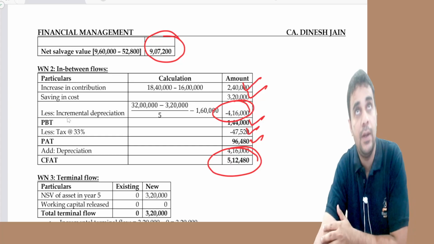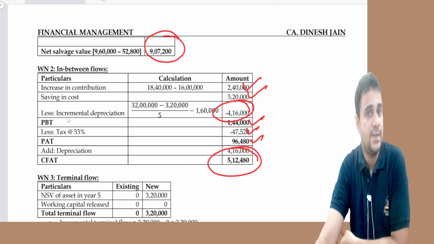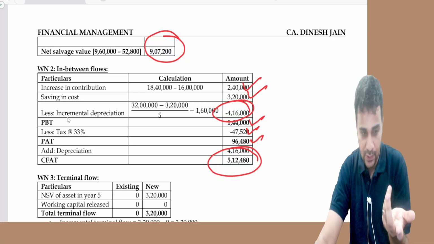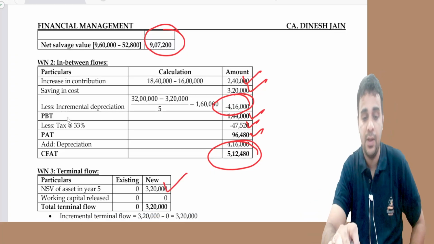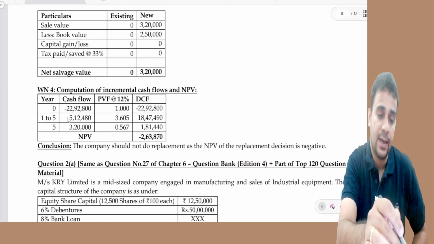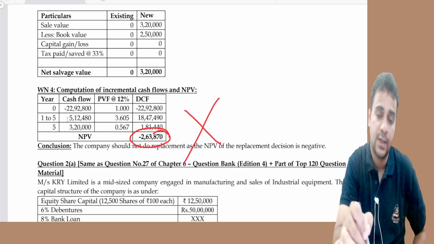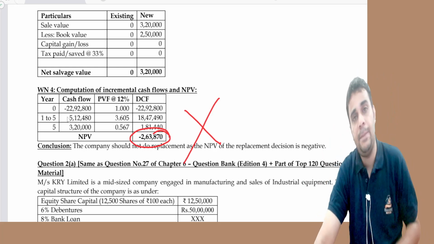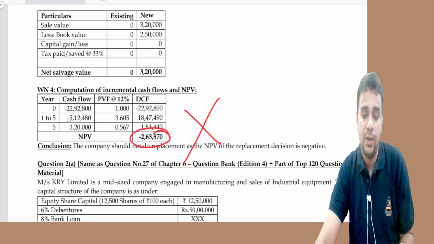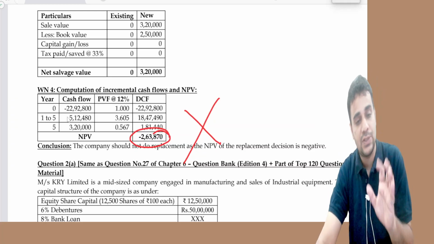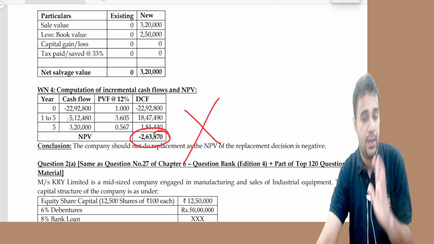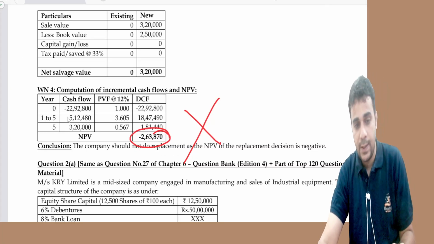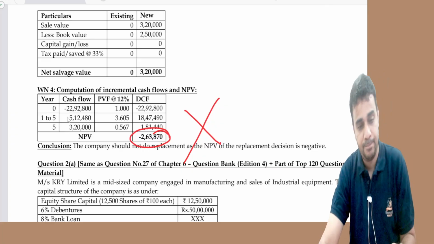For 1 to 5 years we will get this inflow. Then there is a terminal inflow, which is by selling the machine after 5 years. Existing machine, no data is given, so no salvage value. New machine you can get 3,20,000, and you consolidate this and calculate NPV. NPV is negative, project is rejected. Should not do replacement, as the NPV of the replacement decision is negative. Cash flow computation is straightforward, simple calculation. Similar questions are there in our material, where in fact we have done more adjustments. Here only lesser adjustments are there.